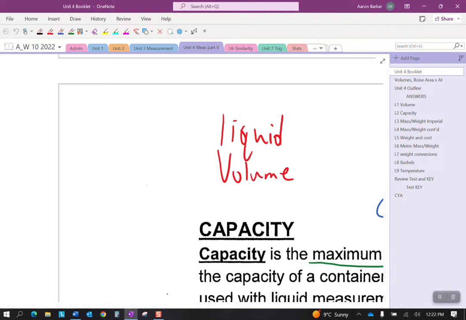Okay, so capacity is simply liquid volume, how much volume a container can hold. So that could be a cup, that could be a bowl, that could be a swimming pool, that could be any container that holds a liquid.